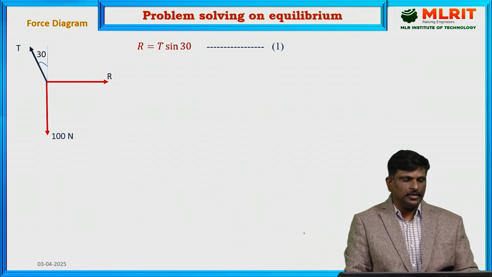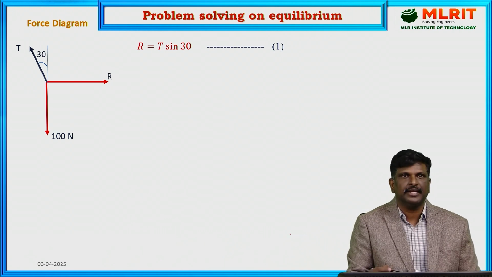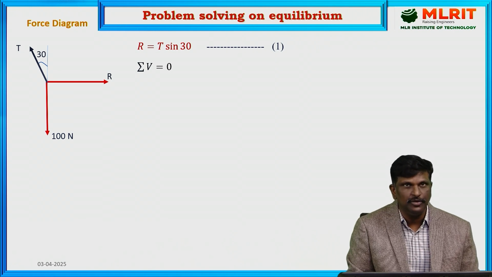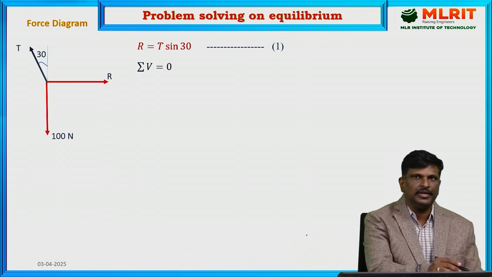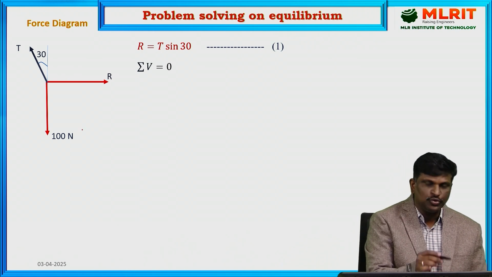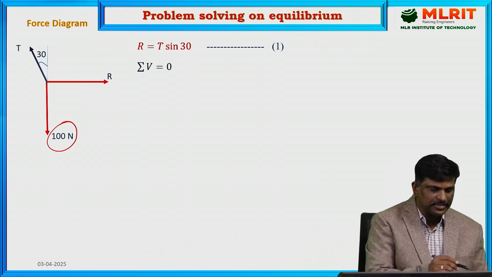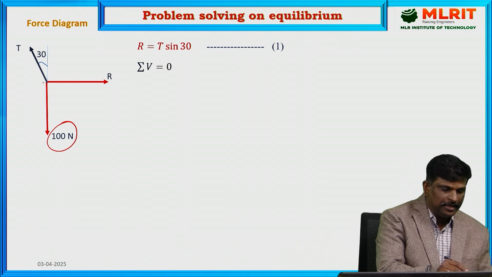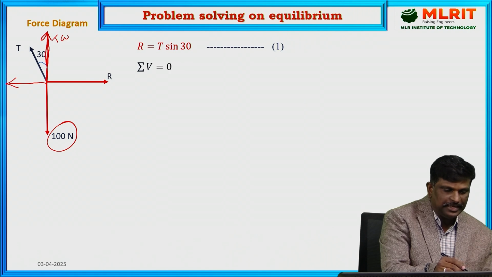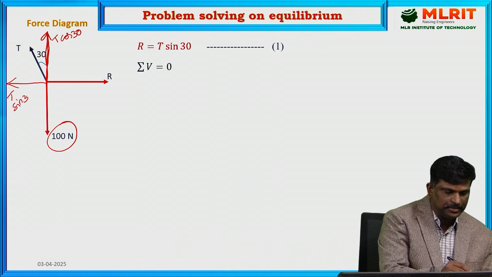Now, the second equation. Sigma V equal to 0. Sum of all vertical forces equal to 0. The body will be under equilibrium only when sum of all horizontal components equals 0 and sum of all vertical components equals 0. Here we have two vertical forces. One is 100 newtons acting in the downward direction and the vertical component of T. The vertical component of T is T cos 30. The horizontal component, we have already seen, is T sin 30.